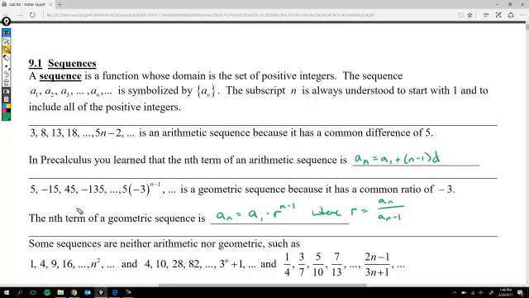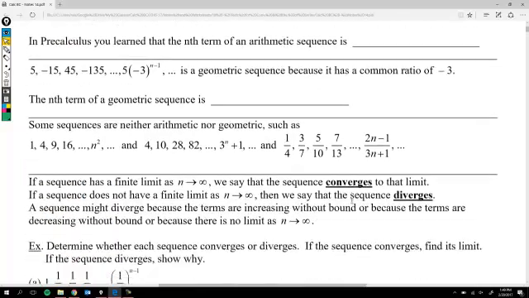Okay, so in this case, if I divided negative 15 by 5, I would get negative 3. That would be my common ratio. Or if I divided 45 by negative 15, I also get negative 3, and so on. You should always be able to divide any two subsequent numbers. I don't know if I used the right word, but whatever. Okay, and then we have some sequences that are neither here nor there.